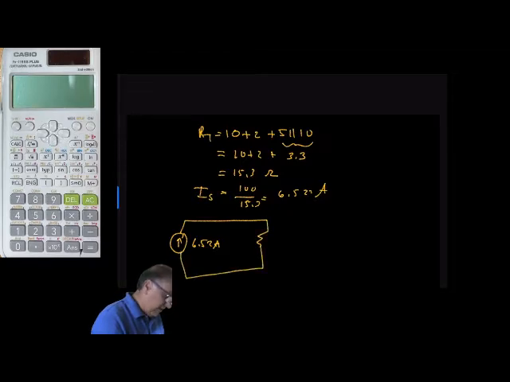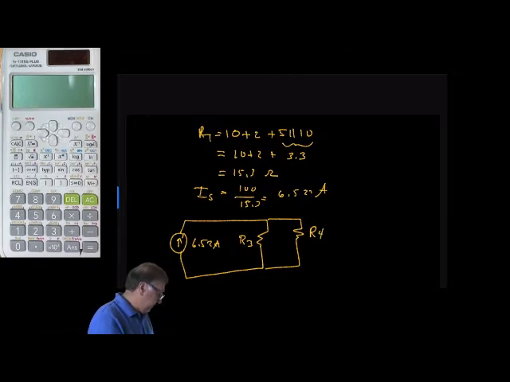The resistor R3 and resistor R4: R3 is equal to 10 ohms, and R4 is 5 ohms.